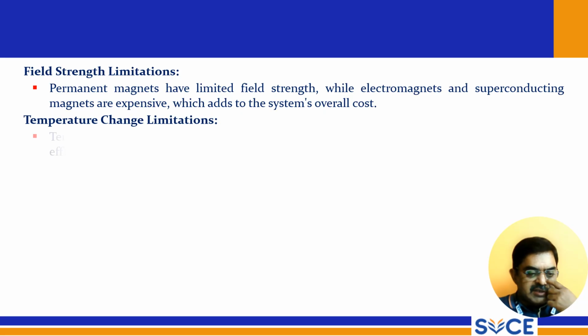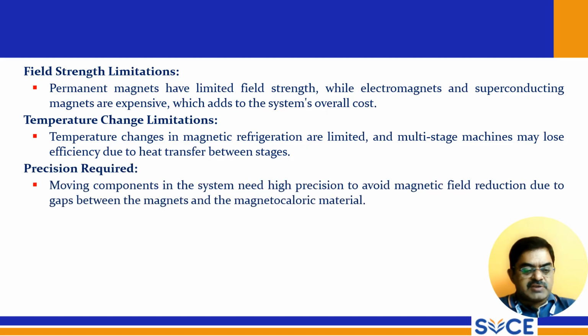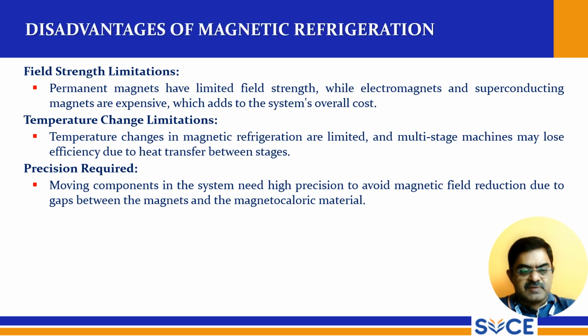And temperature change limitations: temperature changes in magnetic refrigeration are limited, and multi-stage machines may lose efficiency due to heat transfer between stages. And precision required: moving components in the system need high precision to avoid magnetic field reduction due to gaps between the magnets and the magnetocaloric material. So, these are the disadvantages of magnetic refrigeration system. So, here ends this topic.